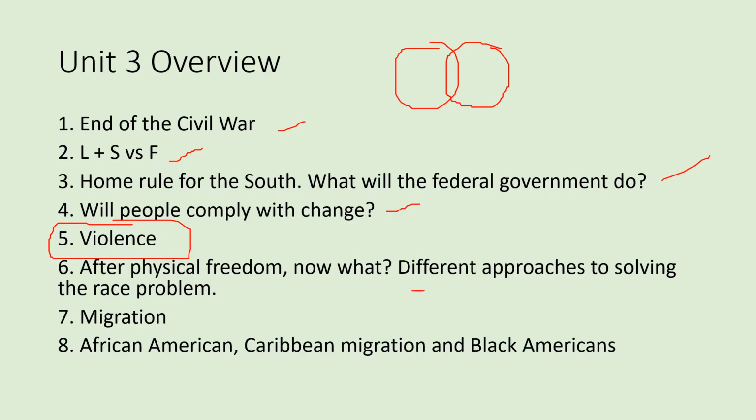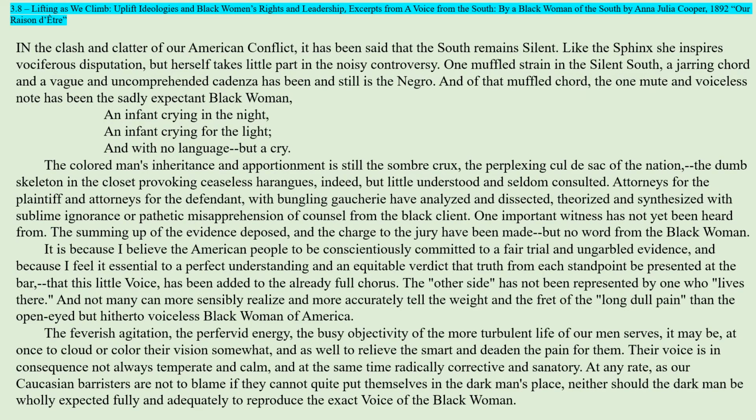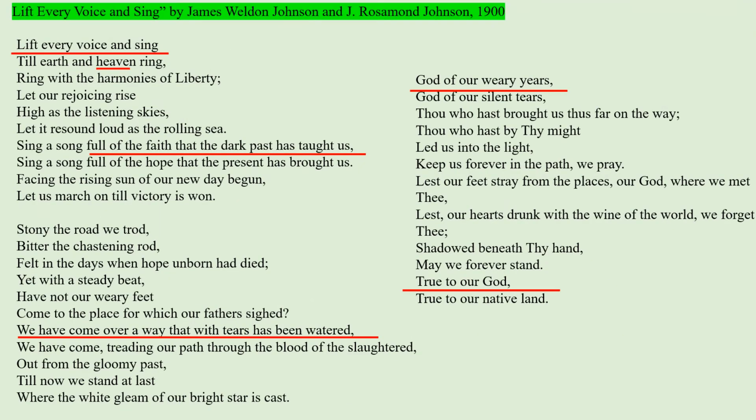And then we start looking at the different approaches to solving the race problem. We already looked at Booker T. Washington, Ida B. Wells, and then we go back to some of the sources that are talking about intersectionality. Anna Julia Cooper. Here we see the overlap between those three issues, race, class, and gender. And that's what these sources are about, looking primarily at the unique experience of Black women.